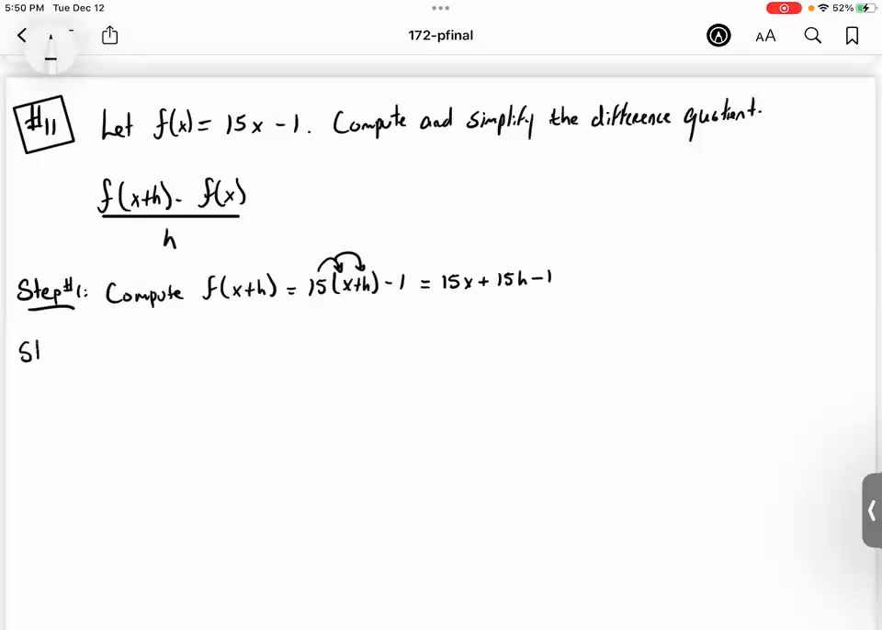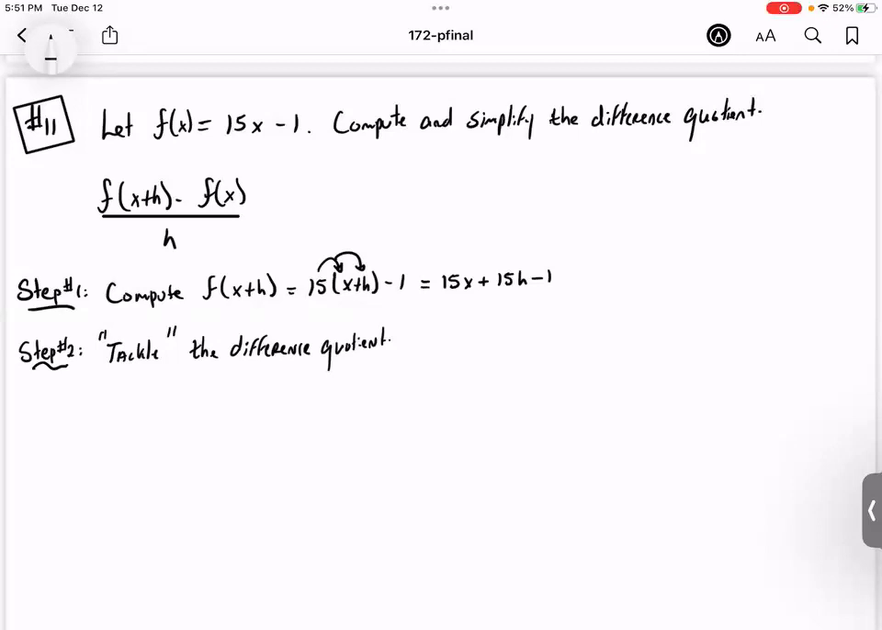Step number 2 is where we "tackle" the difference quotient. What do I mean by tackle the difference quotient? Well, the difference quotient says that you take a difference, you have to do some sort of subtraction. We're going to do that in this step. And we're also going to take care of the quotient, namely the division.